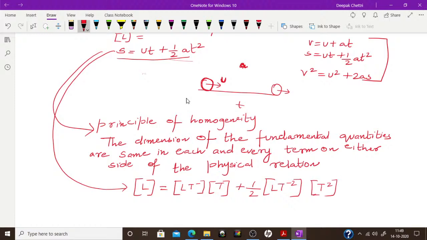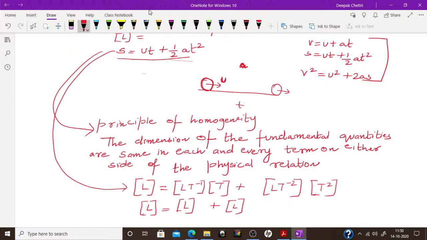I'll not write half here, because half is a number and does not have any dimensions. I'm just concerned about dimensions here. Now solving this, L t minus 1 and plus 1 gives 0, so you'll be left with L. In the same way here, L t minus 2 plus 2 gives 0, so you will get L. From this you can check the correctness. We have shown that each term is L.